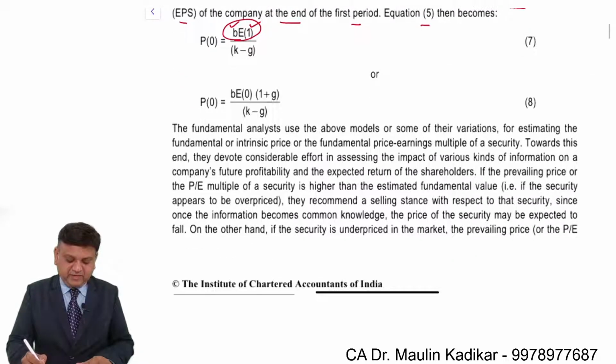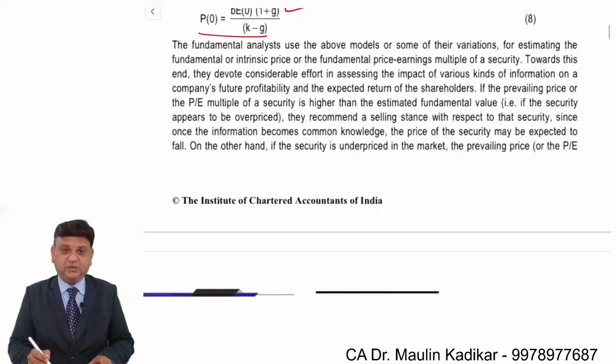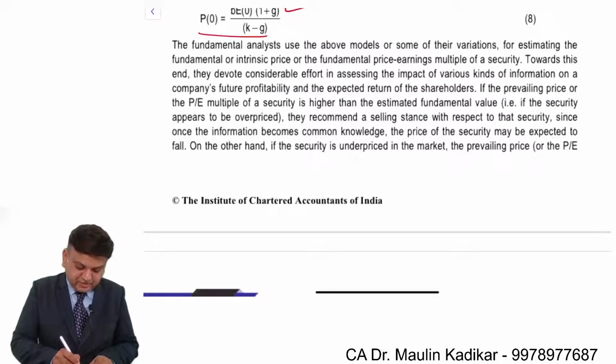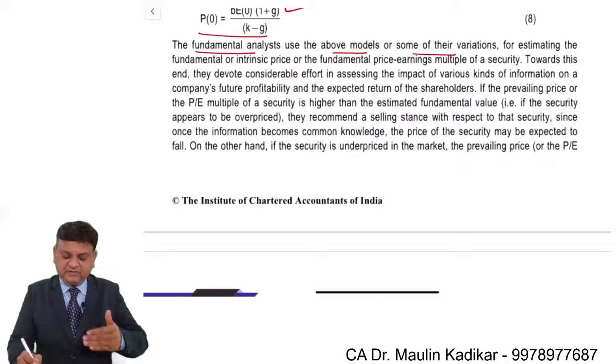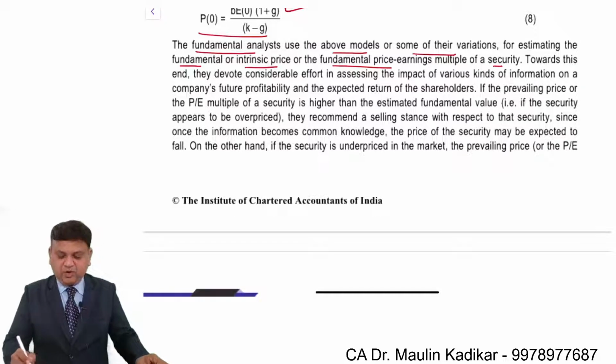Equation 5 will be like this. So this is D1, D1 divided by K minus G is P0. Fundamental analysis uses the above models or some of their variations for estimating the fundamental or intrinsic price, or the fundamental price earnings multiple, of a security.